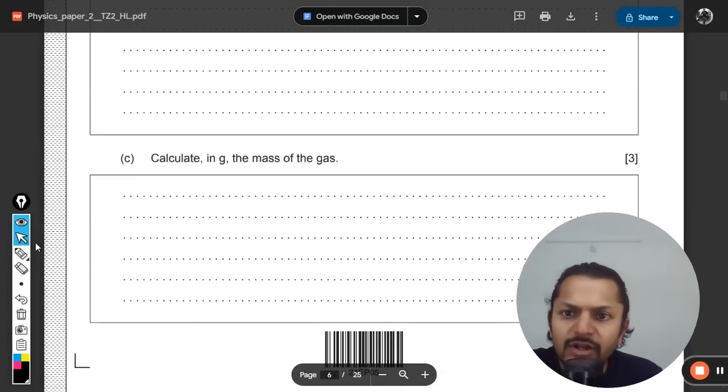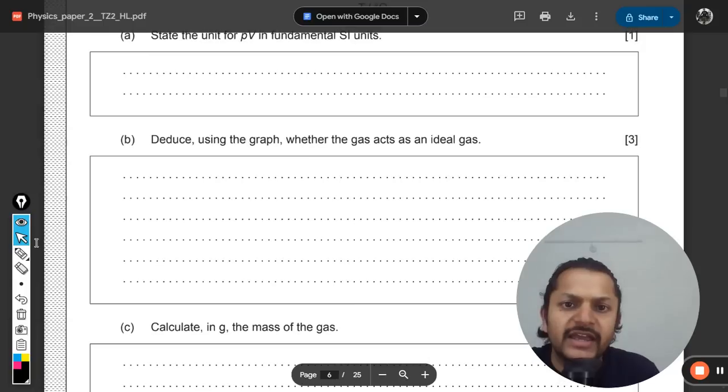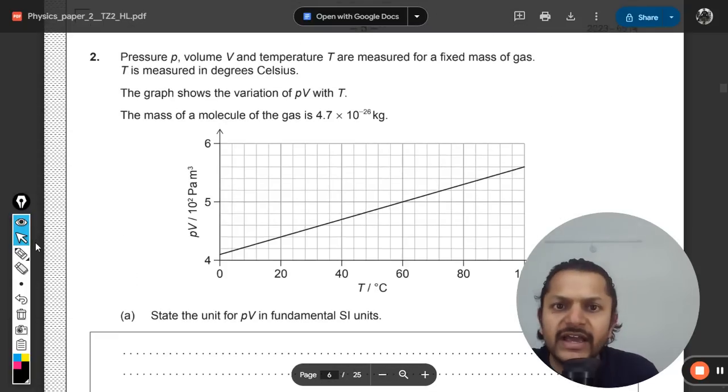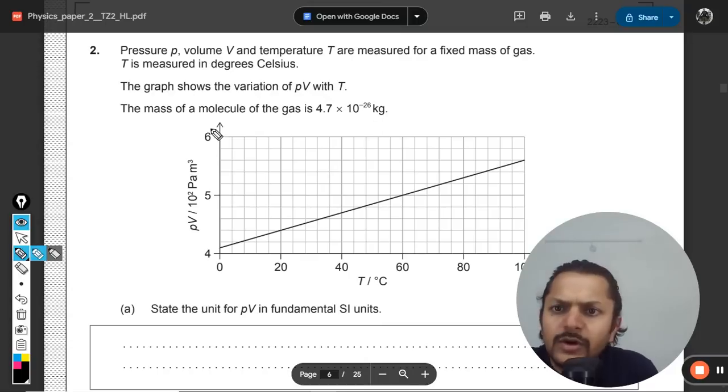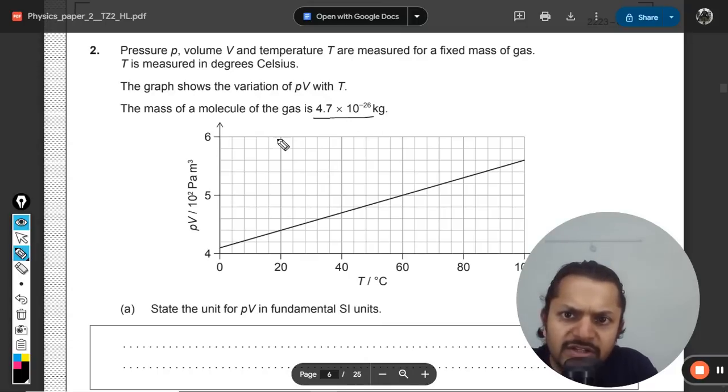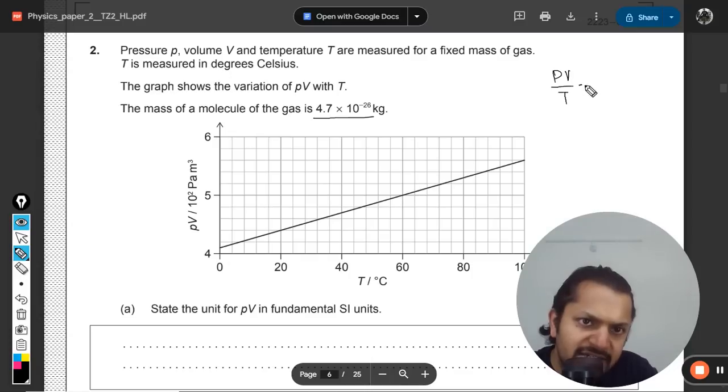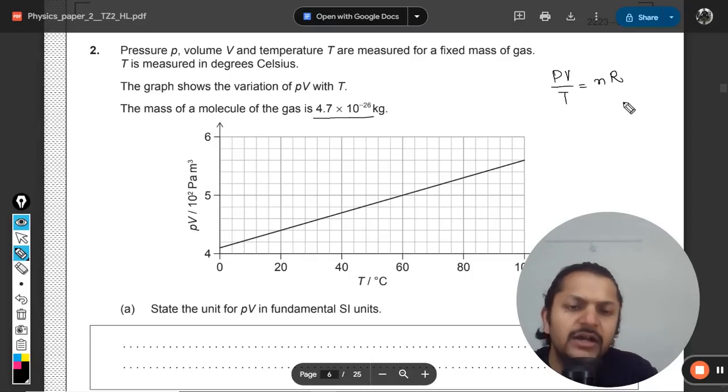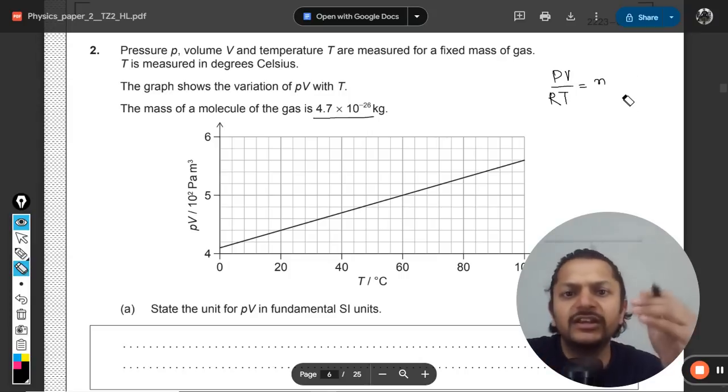Now see, calculate in grams the mass of the gas. The mass of the gas. Okay, so the mass of the molecule is given. The mass of the gas. So PV divided by T is equal to nR. R is also constant. We can take R to the denominator, and we can find the number of mole of the gas from this equation.